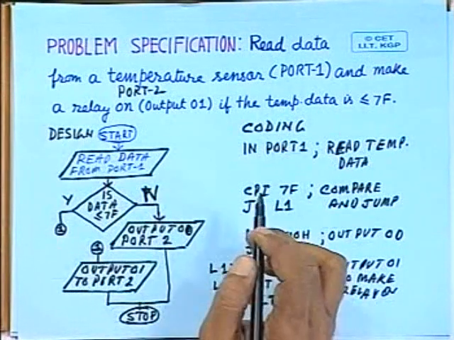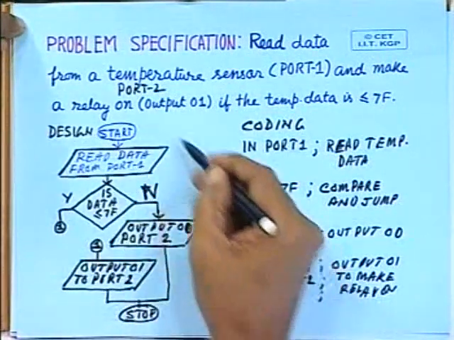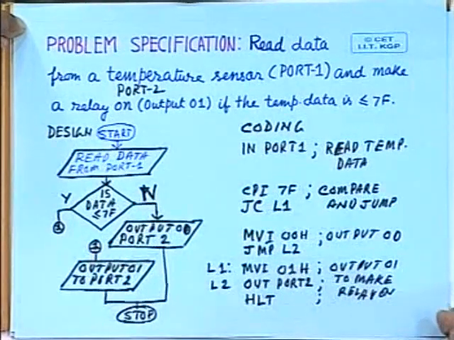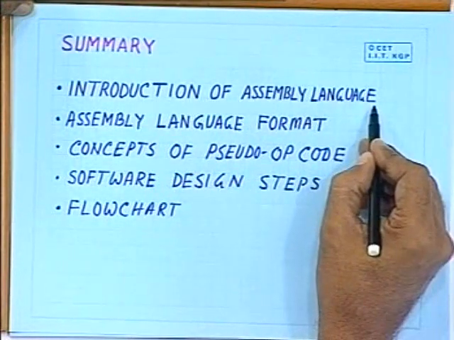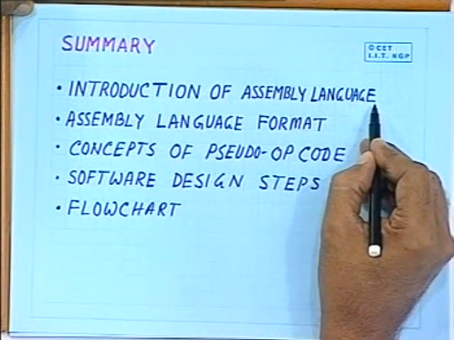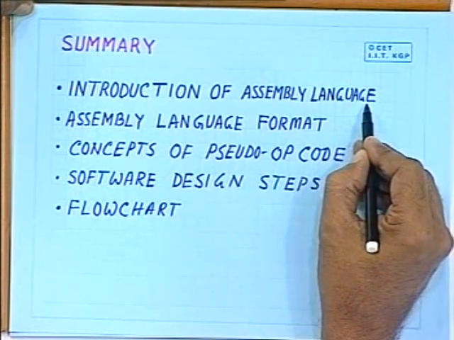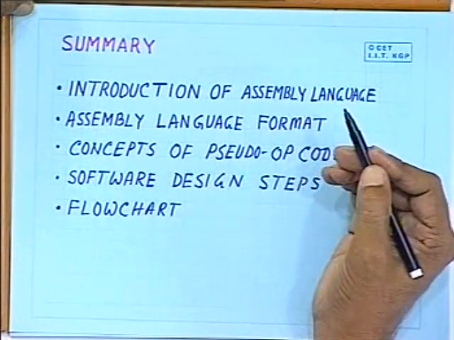Now in this lecture we have not considered looping. If necessary, you can continuously read the data and do the looping, which we shall discuss later. Now let us summarize what we have discussed in this particular lecture. We have introduced to you assembly language programming, the relevance of assembly language programming, why it is needed and what are the advantages. And obviously whenever you use assembly language programming, you have to use an assembler to convert your assembly language program to a machine language program.